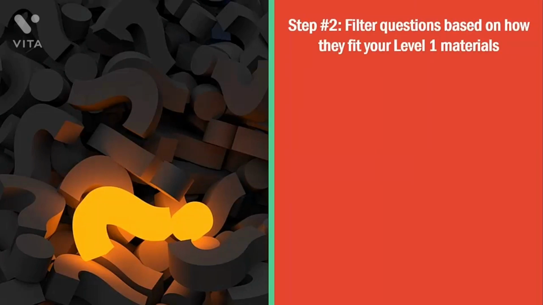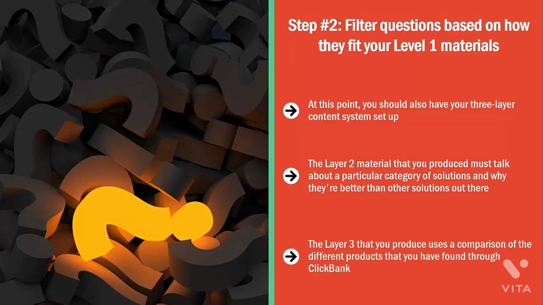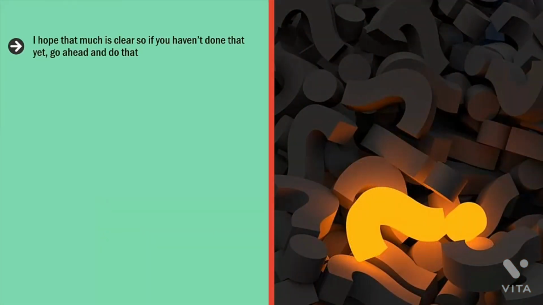Step number 2. Filter questions based on how they fit your level 1 materials. At this point, you should also have your 3-layer content system set up. The first layer is a blog post that informs the reader regarding the problems that they have and the range of solutions, as well as a common sense guide on what to do and what not to do. The Layer 2 material that you produce must talk about a particular category of solutions and why they're better than other solutions out there. The Layer 3 that you produce uses a comparison of the different products that you have found through ClickBank. I hope that much is clear, so if you haven't done that yet, go ahead and do that.